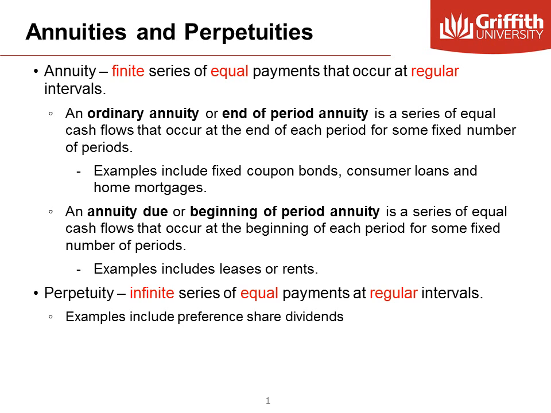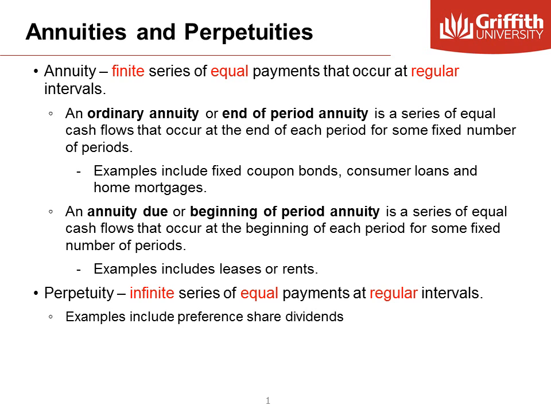An ordinary annuity, or end of period annuity, is an annuity where the cash flow occurs at the end of each period. For example, bonds, consumer loans, and home mortgages. On the other hand, an annuity due, or beginning of period annuity, occurs when the cash flow is paid at the beginning of each period. For example, leases or rents. So basically the difference between the two is one extra payment.